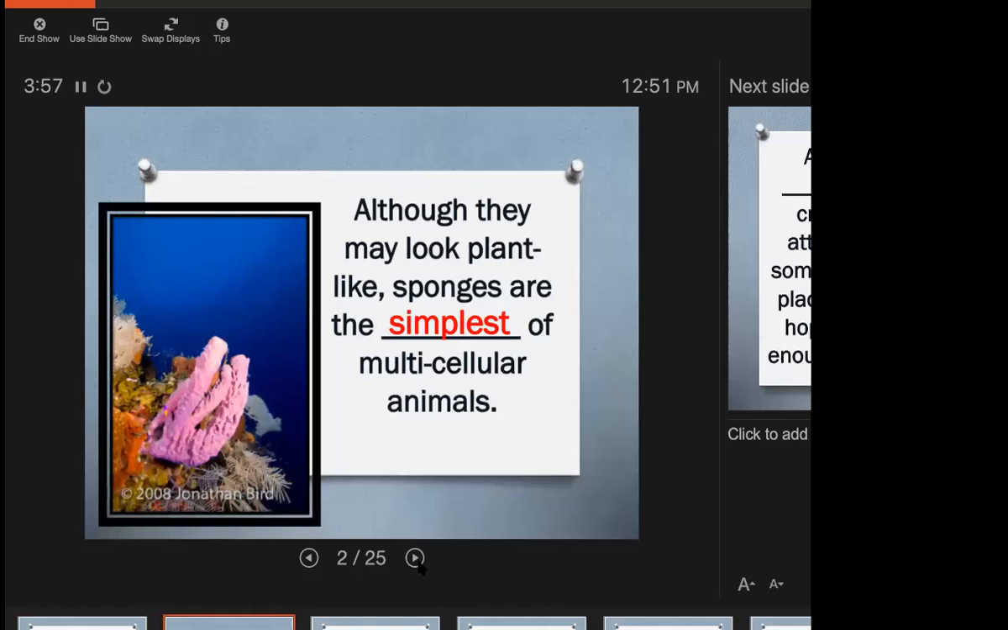So they actually do look very plant-like, but they actually are simple multicellular animals. Simple multicellular animals. Okay. So again, multicellular means made of many cells.